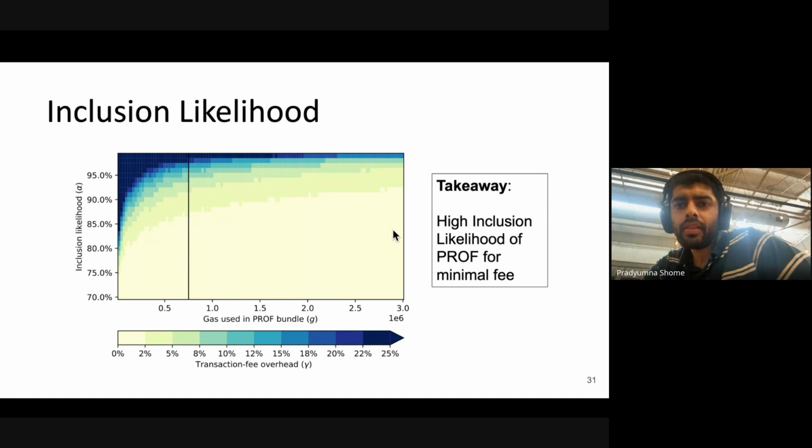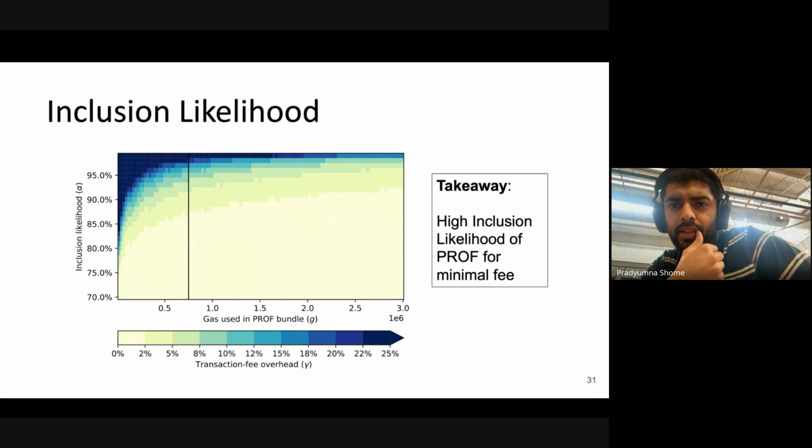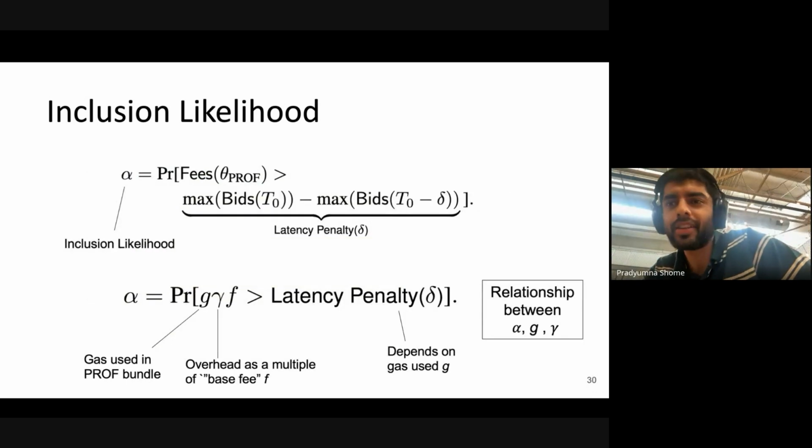I was wondering if you could explain this graph again. I'm not sure if I followed. I understood the probability expression from the previous slide, but this is a bit overwhelming right now.